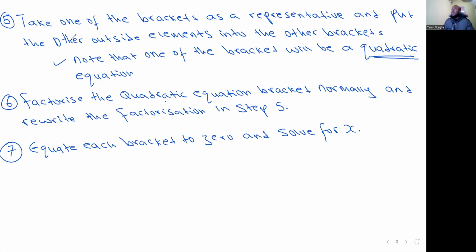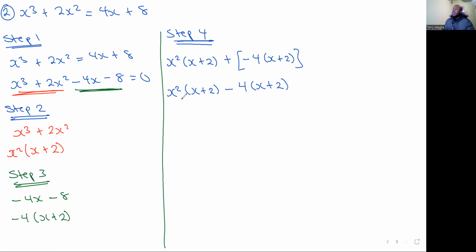Then step 5, we have to take one of the brackets as a representative and put the other outside elements into the other bracket, okay? We need to know that one of them will be a quadratic equation. So let's go. So we're going to take one of the elements, that's step 5.